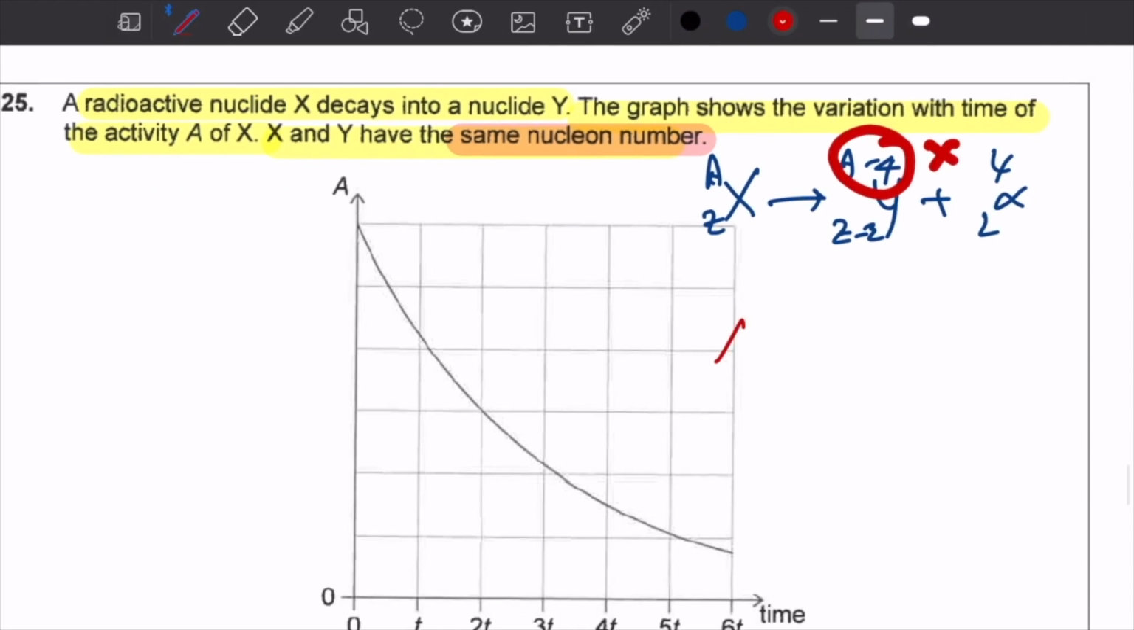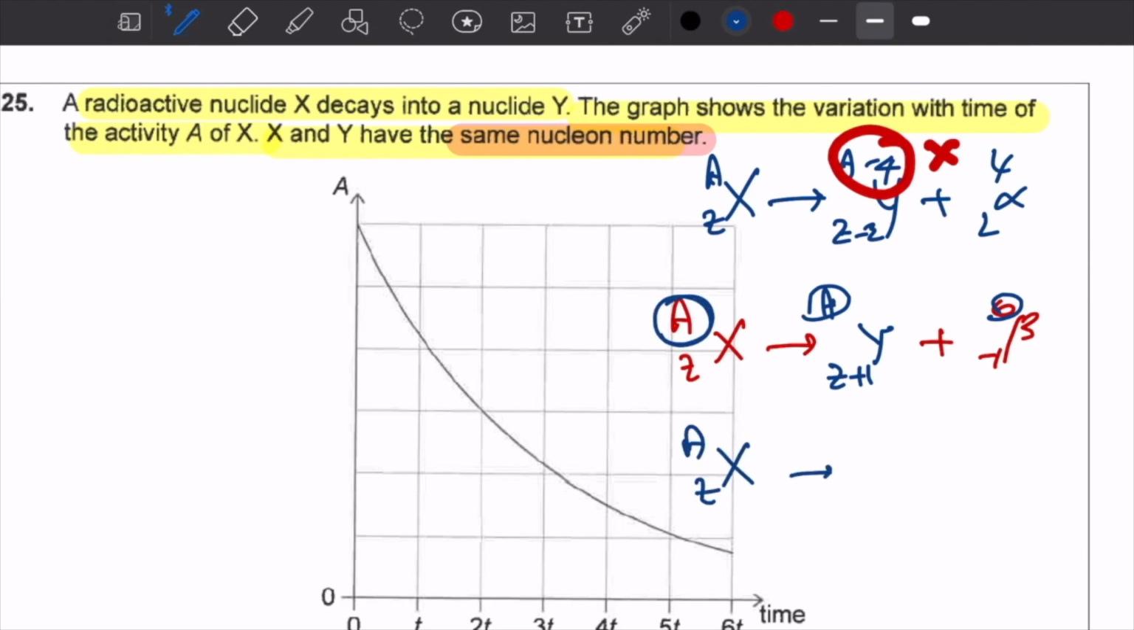Now let's think about X, A, Z changes into something plus beta 0 minus 1. Randomly I just thought, what about beta minus? Then this becomes Y, A, still there, A, and this becomes Z plus 1, right? So it doesn't matter, A has not changed, right? Similarly, X, A, Z, Y, A, Z minus 1 plus beta 0 plus 1 plus electron neutrino. Here it is electron anti-neutrino.